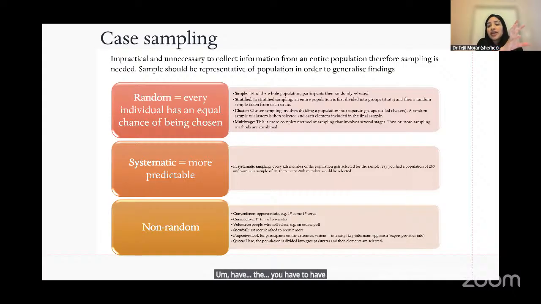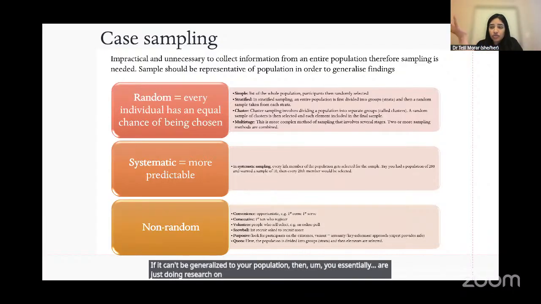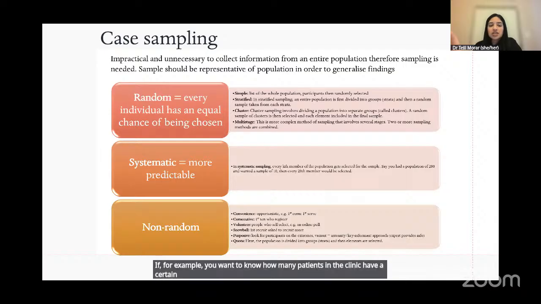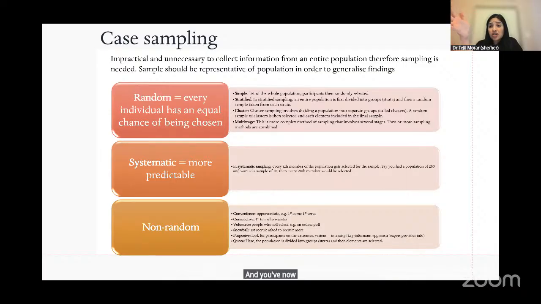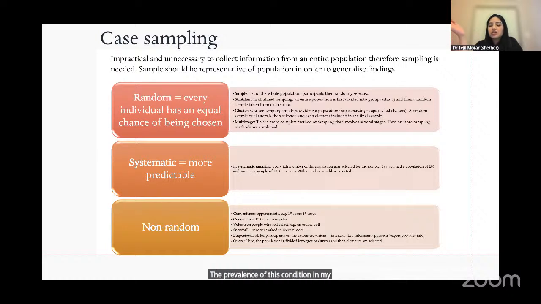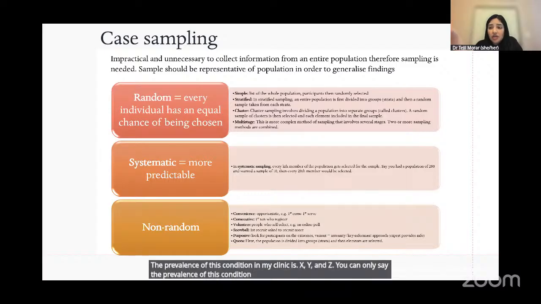So the reason why sampling is so important is that you have to have a sample that can be generalized to your population. If it can't be generalized to your population, then you essentially are just doing research on the select few. Your sample is all you can comment on. And that's not so helpful, because if, for example, you want to know how many patients in the clinic have a certain diagnosis, and your sample is not representative, you can't say the prevalence of this condition in my clinic is X, Y, and Z. You can only say the prevalence of this condition amongst the sample is X, Y, and Z.